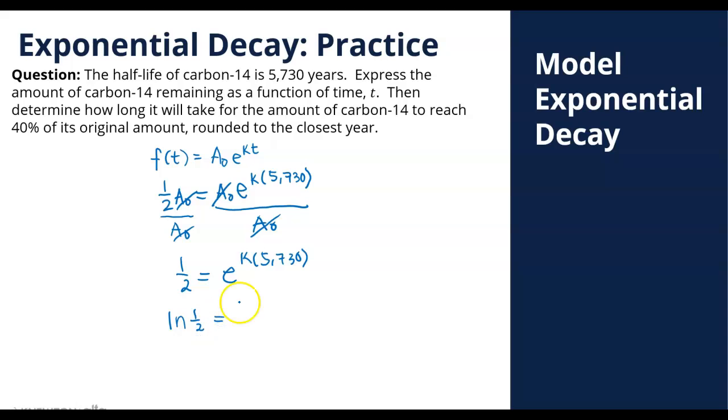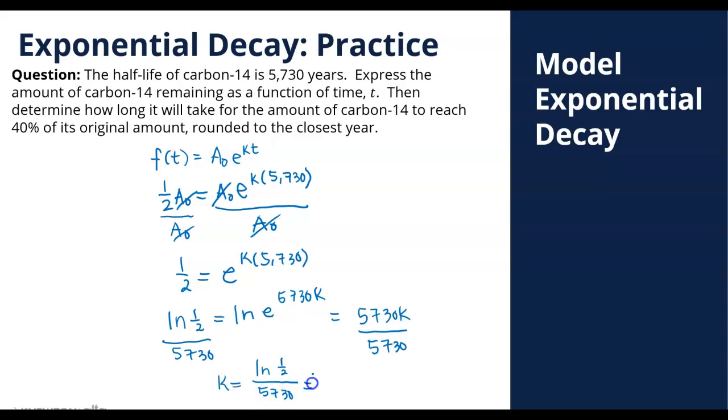And then we have the ln of e to the 5,730k, which is just equal to 5,730k. Then we can divide both sides of the equation by 5,730. That gives us k equal to ln of 1/2 over 5,730.